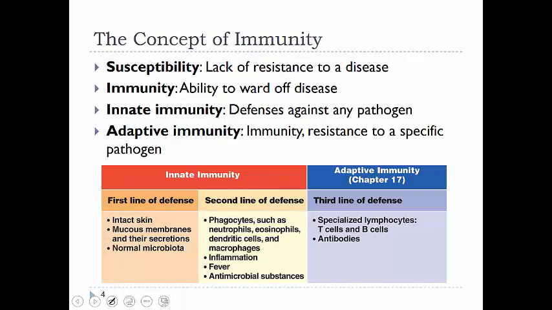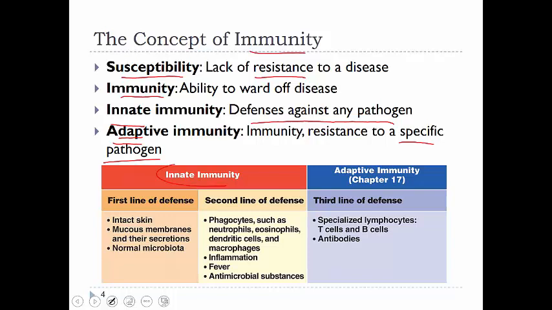So first, some terms. If we talk about immunity, we're talking about people who are resistant versus people who are susceptible. Now, I've used those words before when I talked about the disease triangle. So, susceptibility is the lack of resistance to a disease. Immunity, or resistance, is the ability to ward off disease. If you have innate immunity, it is defenses against any pathogen, whereas adaptive is to a specific pathogen, and we're going to define that as we go through this.